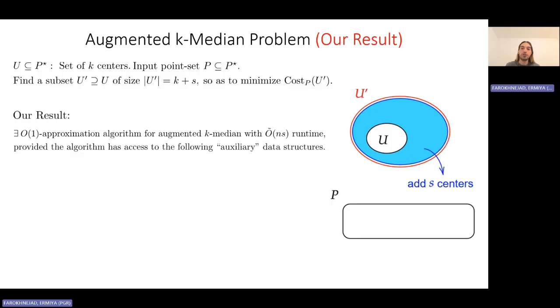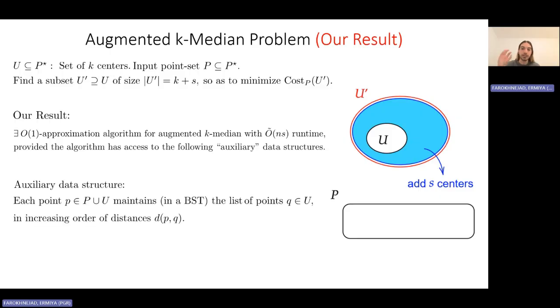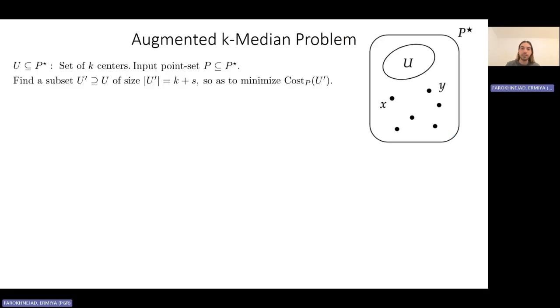And here we showed a similar result. We showed that it is possible to get a constant approximation for this problem, again with running time N times S. And again, we need access to this auxiliary data structure, which is the sorted distances of any point to all of the centers. Let me explain a little bit how this works.